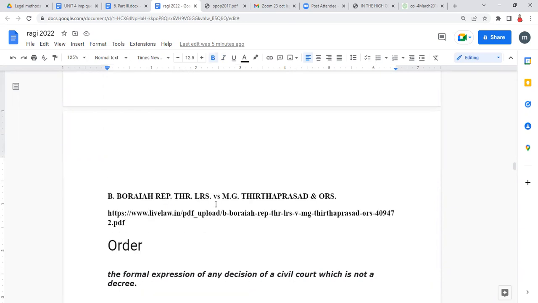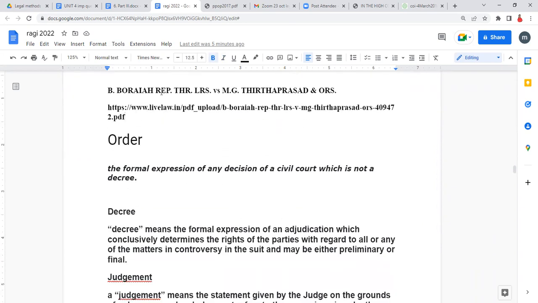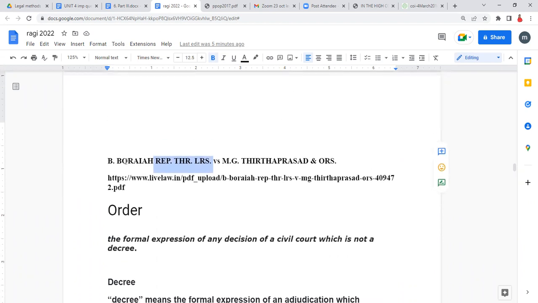Okay, another one we have, B. Boria, represented through legal representatives. In many cases you will see these kinds of short forms. So this person is being represented through his legal representatives.